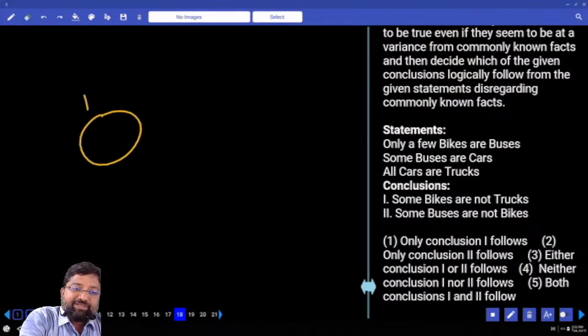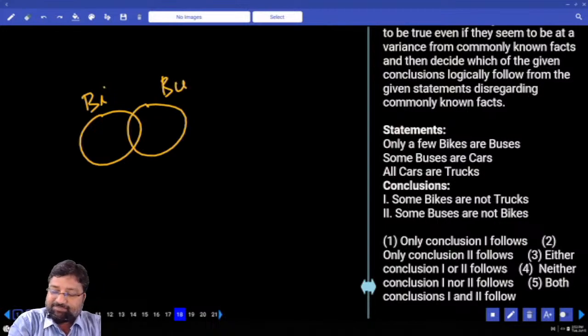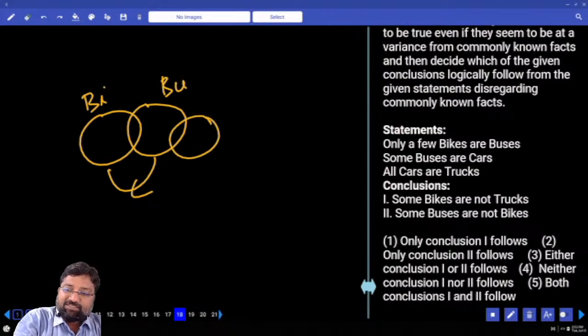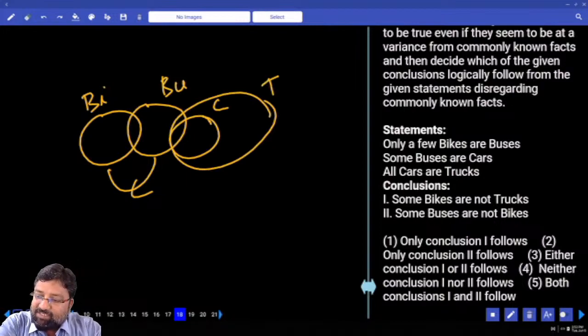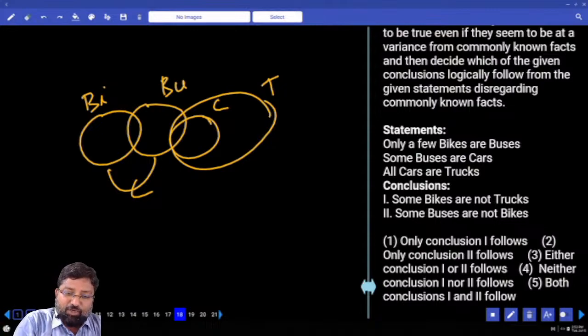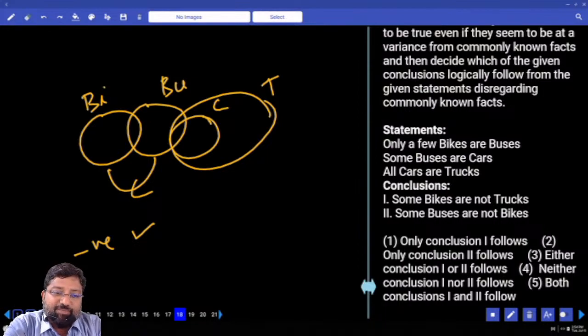Only a few bikes are buses. Some buses are cars. All cars are trucks. First one: some bikes are not trucks. Some bikes are not trucks, right? Positive or negative? Negative. What is the complementary?